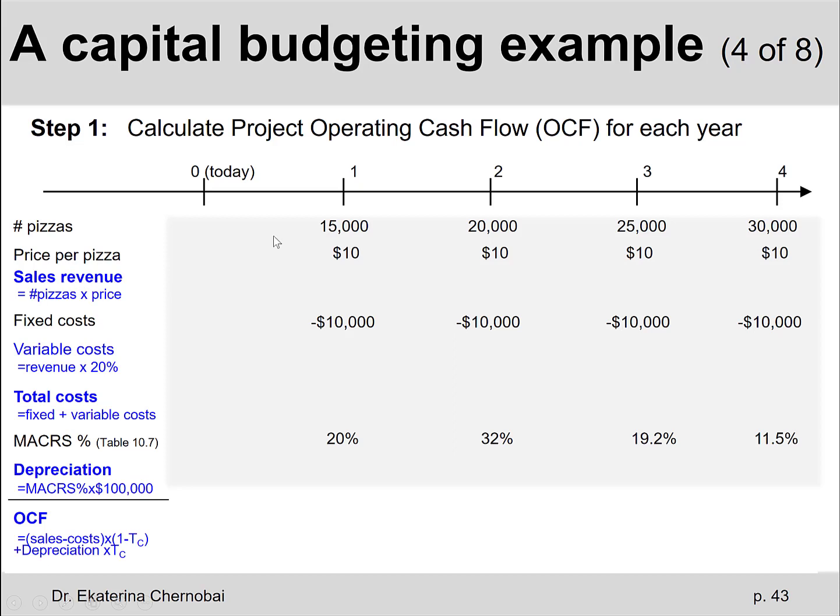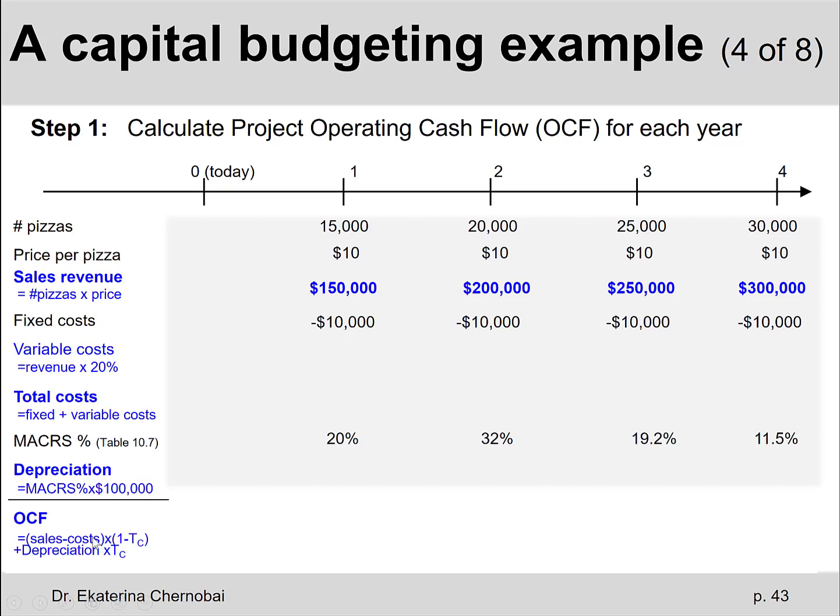What is the sales revenue in the first year? It's 15,000 pizzas multiplied by $10 each, which gives $150,000. For year 2, the sales revenue will be $200,000. For year 3, the sales revenue will equal $250,000. For year 4, the sales revenue will equal $300,000. Okay, so we are done with the sales revenue part of the operating cash flow formula. What else needs to go in the formula?